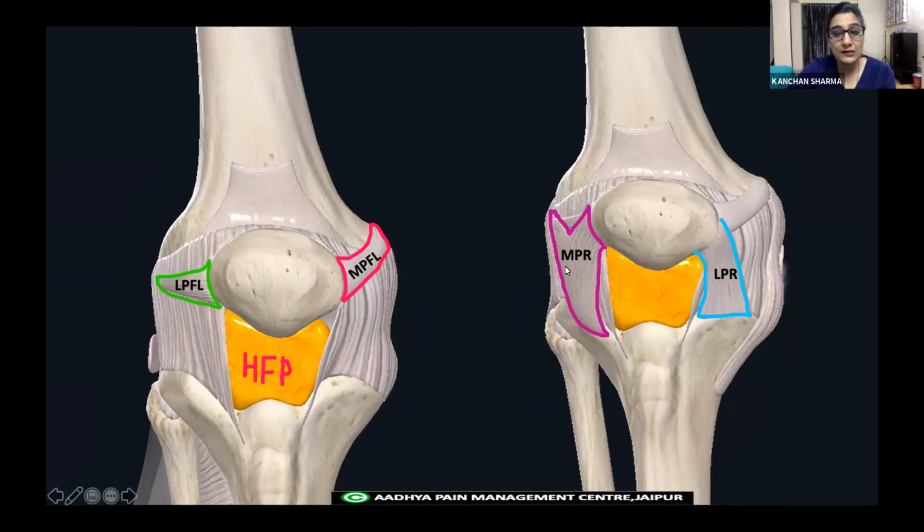Now, if you see this MPR, sorry, it should be LPR because this is on the lateral side, you have the fibula there. So MPR and LPR, these are what? These are retinaculum, the medial and lateral patellar retinaculum. These retinaculum are the fibrous extension of the vastus muscles which are located above. I'll be showing you the muscles, and at that time you will be able to understand it in a better manner.